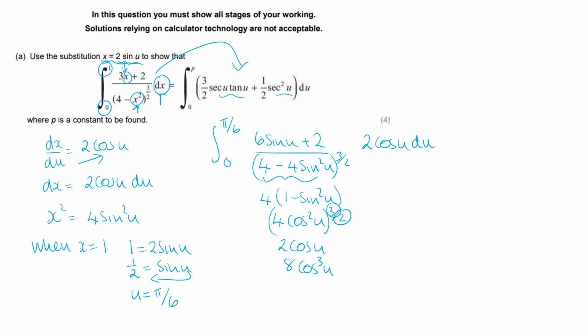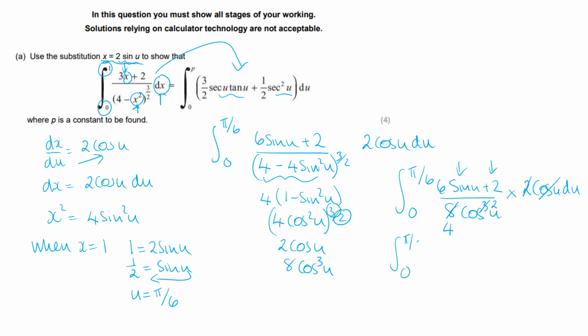So let's just put that back in and see what's going to cancel. We're going from 0 to pi by 6 of 6 sine u plus 2 over now 8 cos cubed u, and then we've got a times 2 cos u du. So we can see this cos u is going to reduce that power on the bottom to 2. The 2 is going to cancel and give us a 4. Now we've got two terms in the numerator that are both being divided by 4 cos squared u. So let's separate them out.